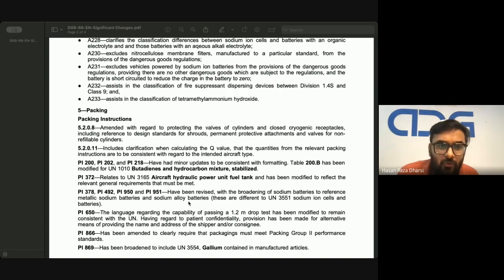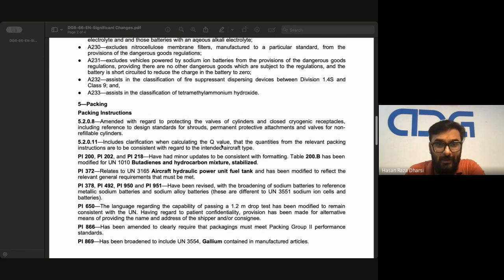5.2.0.8, the packing instruction, is amended with regard to protecting the wall of the cylinders and closing cryogenic receptacles, including the reference to the design standard for shrouds, permanent protective attachment and wall for non-refillable cylinders. Then we have 5.2.0.11, including clarification that when calculating the Q value, the quantities from the relevant packing instruction are to be consistent with regard to the intended aircraft type.